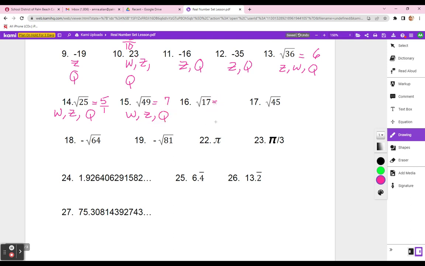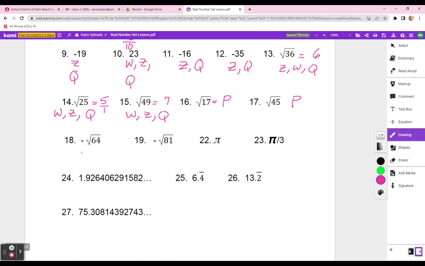Okay, this one here you can't simplify in your head like that because this is not a perfect square. So when you have a square root that isn't perfect, this is going to be irrational. So we're just going to say P for this one here. Same thing here. This is not a perfect square, so this is going to be an irrational number.